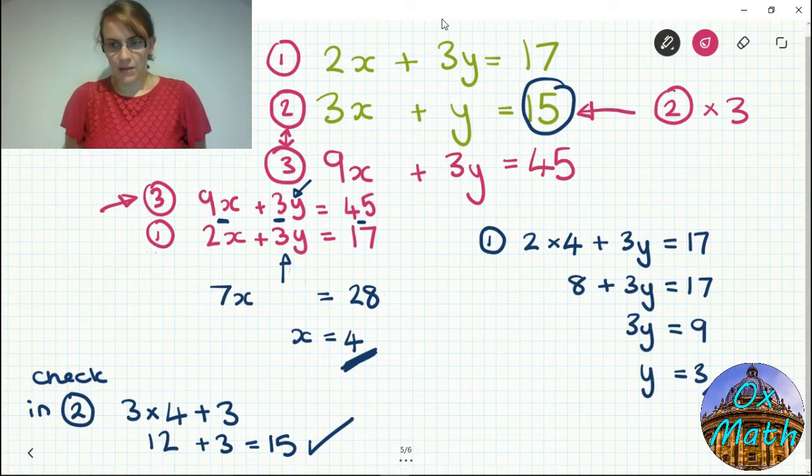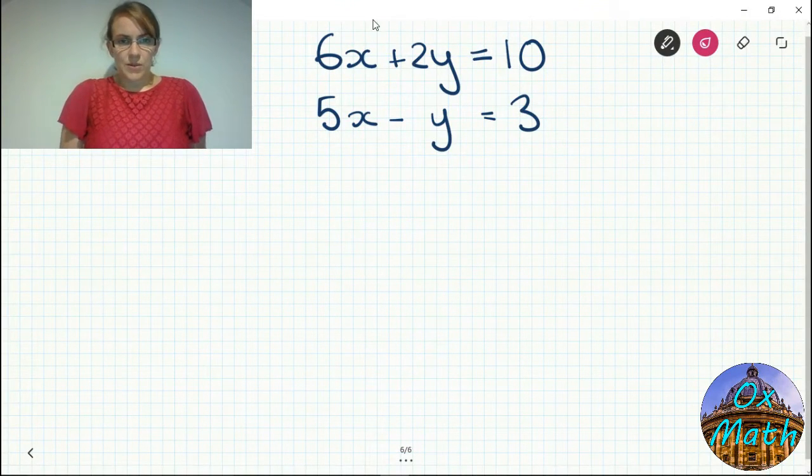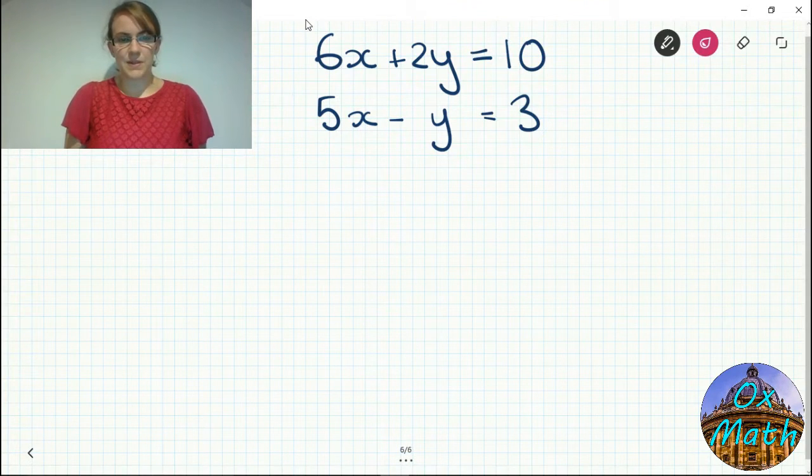Let's have a look at another example then that's slightly different. So here's 2 more equations. So we've got 2 unknowns, 2 equations, so we should be able to solve it. Now we could, in this case, make the x's the same by multiplying this equation by 5 and this equation by 6 to give us 30x. However, I'm going to make the y's the same instead because it keeps the numbers a bit smaller and I only have to change one equation. So again, let's call it equation 1 and equation 2.